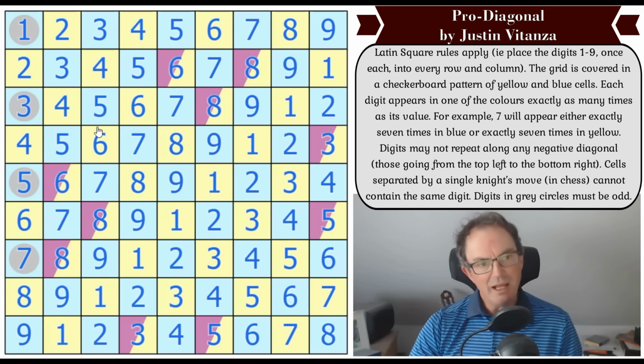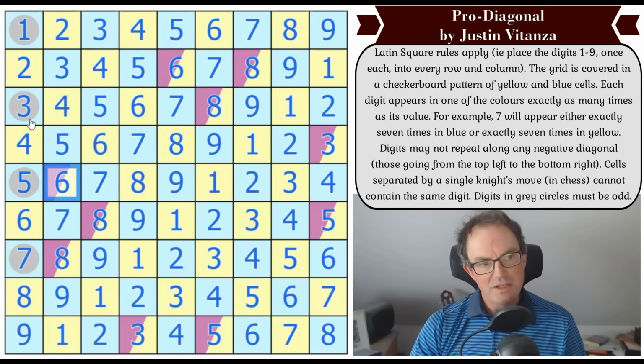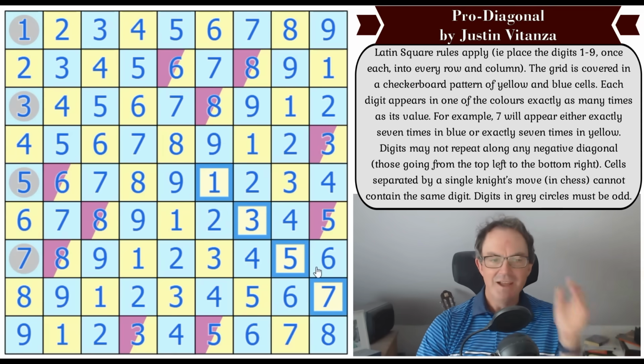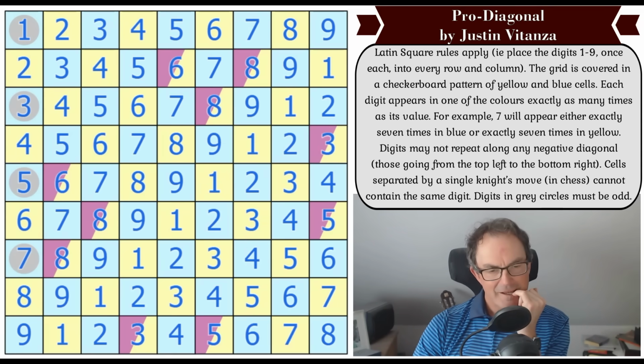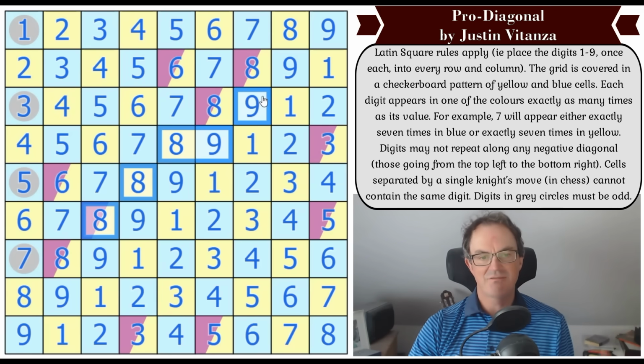Look at the negative diagonals. They jump. Look at this diagonal. It goes 3, 5, 7, 9, and then it reverts back to evens, but it goes 2, 4, 6. 1, 3, 5, 7, 9, 2, 4, 6, 8. It's 2, 4, 6, 8, 1, 3, 5, 7. It's astonishing. It's an astonishing idea. And all the positive diagonals, pro-diagonal, all the positive diagonals just add up.